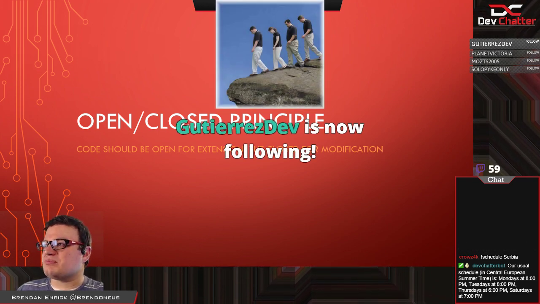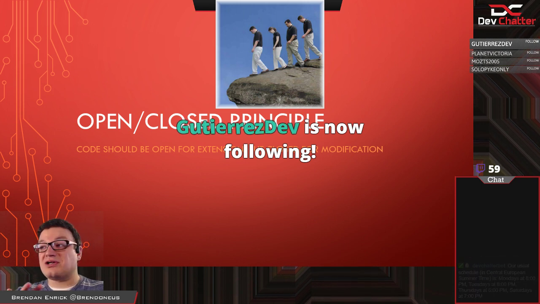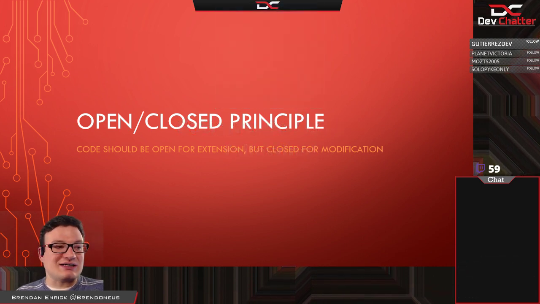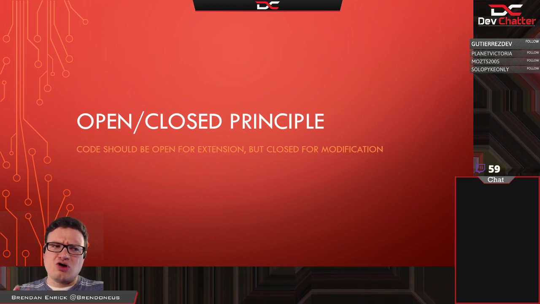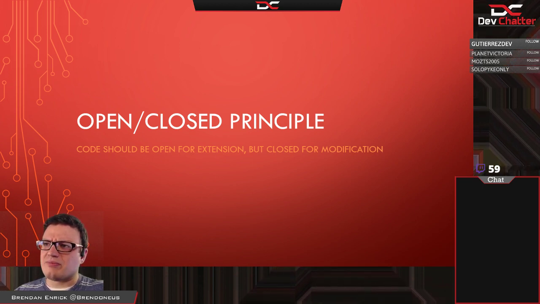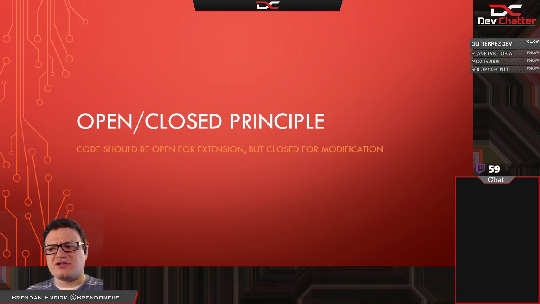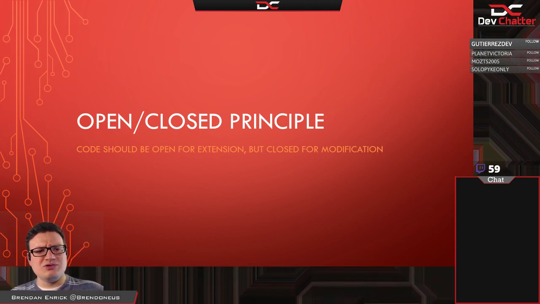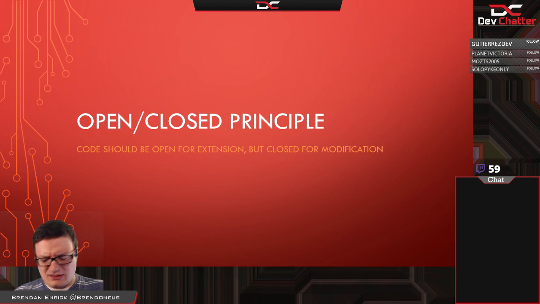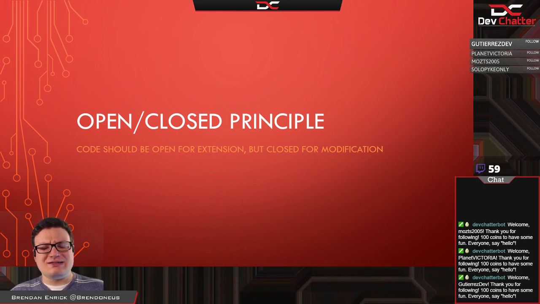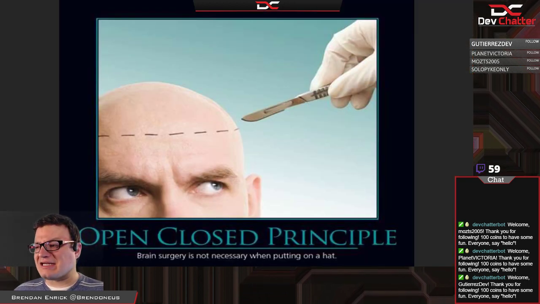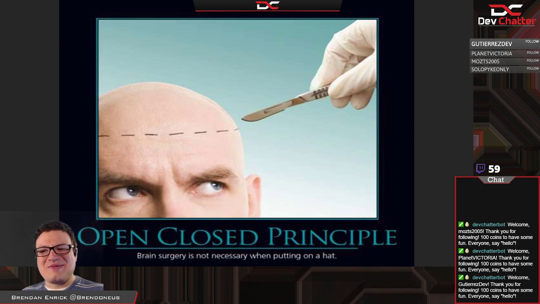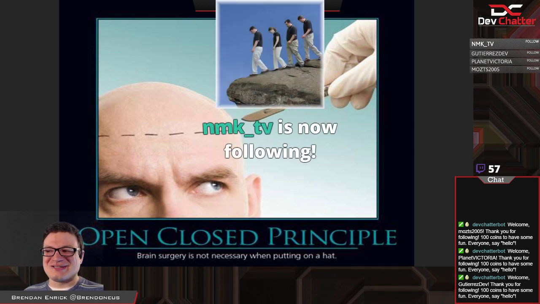The Open/Closed Principle says that code should be open for extension and closed for modification. There's often a bit of confusion about this, so I'm going to try to explain what this means. And the way I'm going to do it is, I am going to talk about wearing hats. Funny enough. One of my favorite explanations for this one is this one here.